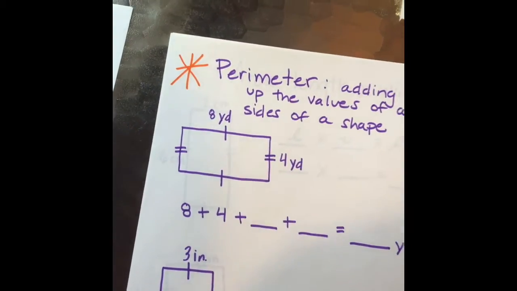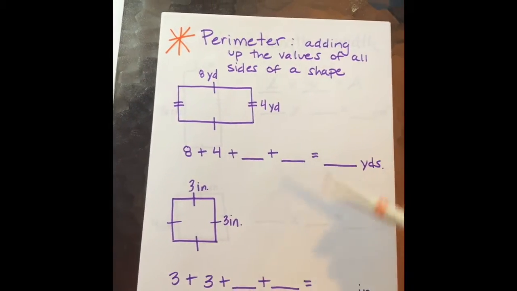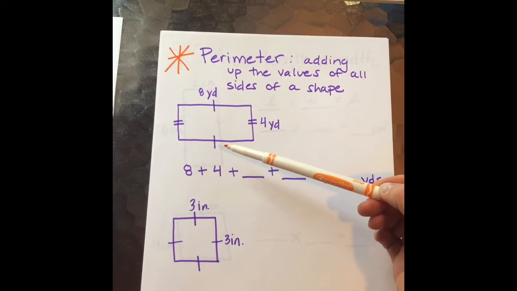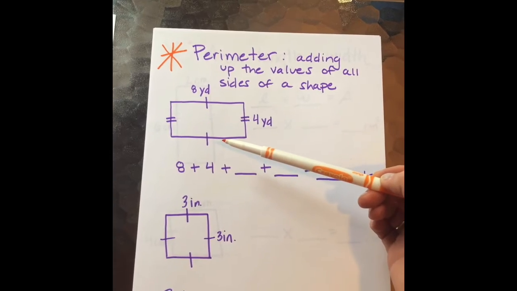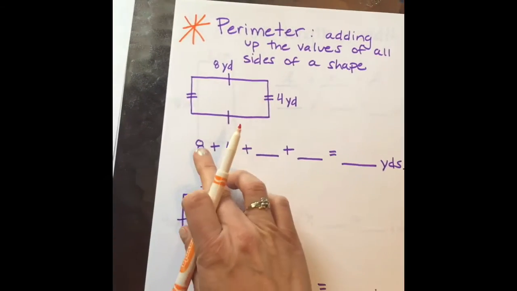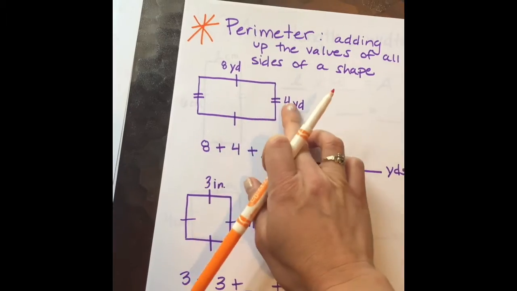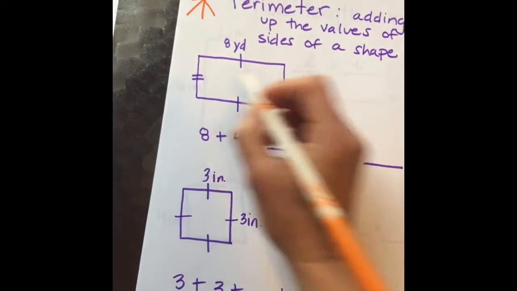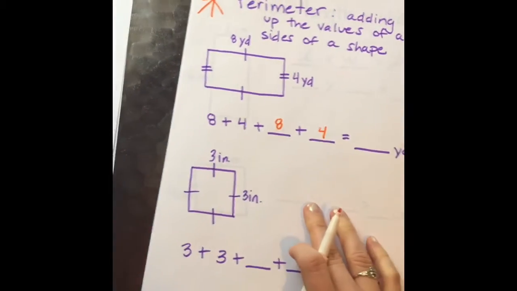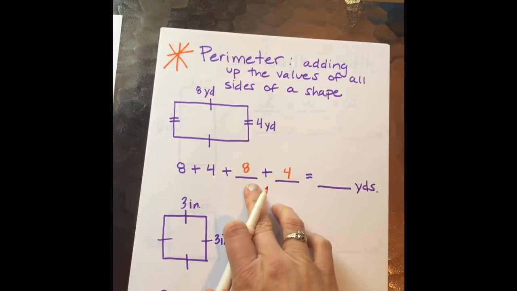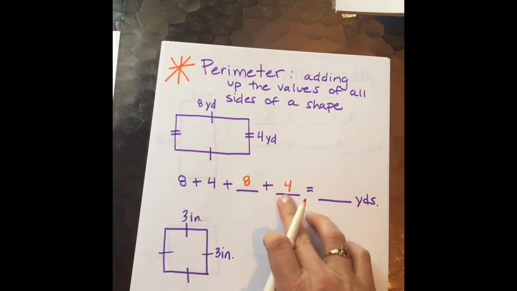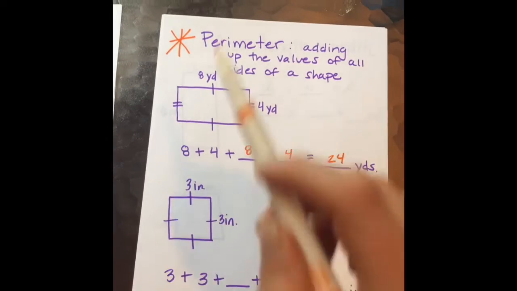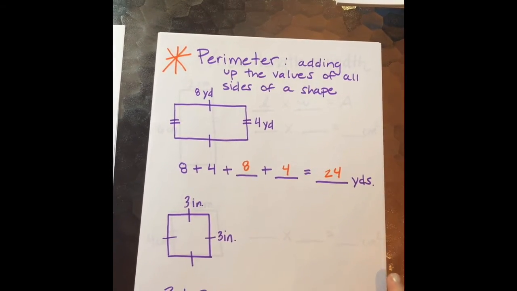Using those rules that we just mentioned, we can determine that 8 yards here, parallel to that, is also going to be 8 yards. So we're going to add up 8 yards plus 4 yards plus 8 yards plus 4 yards. If we add that all up, 8 and 8, 16, plus 4, 20, plus another 4, 24 yards. We've now determined the perimeter of that rectangle is 24 yards.